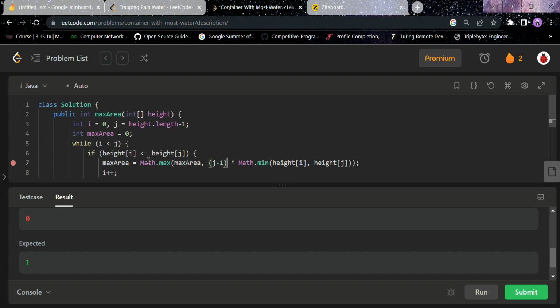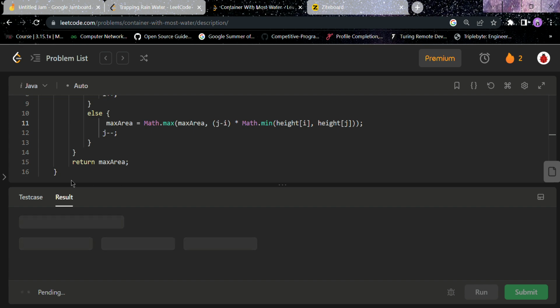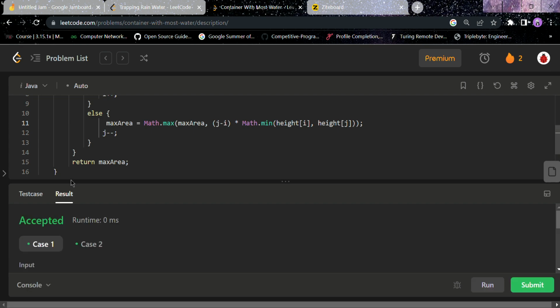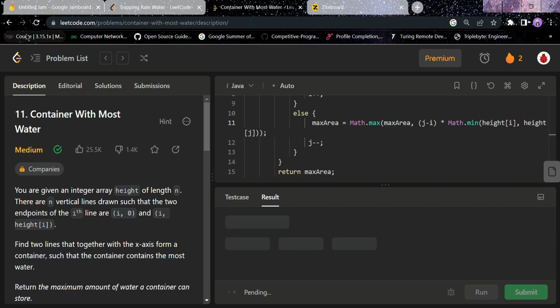Height of I is less than equals to height of j. Yeah. Max area equals to math dot max, max area. Okay, it is j minus I. Now let's run. Yeah. And let's submit.